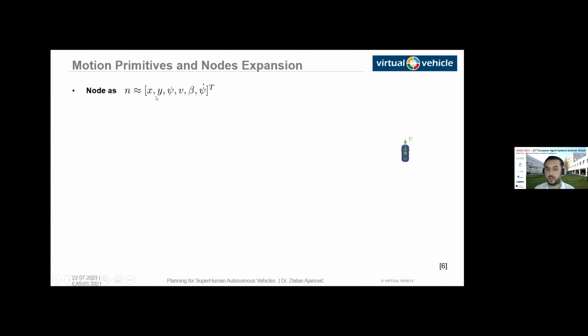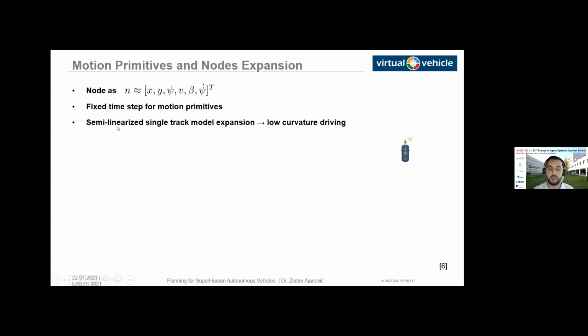So as we saw, for example, in the case of eco driving, the state is only distance and velocity. In this case, it is 6-dimensional already, and we have a fixed time step for motion primitives. And we use these two models for modeling motion primitives.